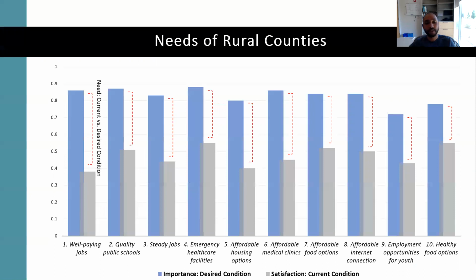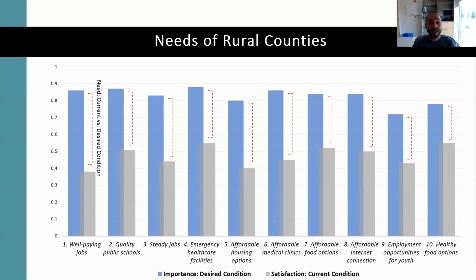So moving on to the needs in rural counties, you'll notice it's very similar to those of urban counties. However, there's an increased focus on job opportunities. So within the top 10 needs in rural counties are well-paying jobs, steady jobs, and employment opportunities for youth. This shows the need for programs that promote job creation and financial prosperity in rural areas.